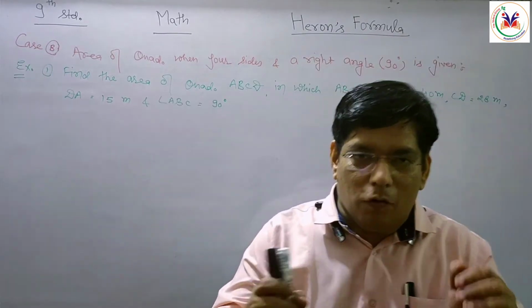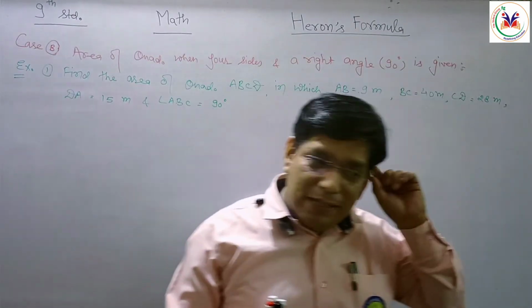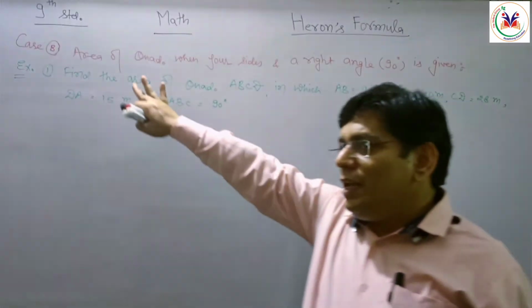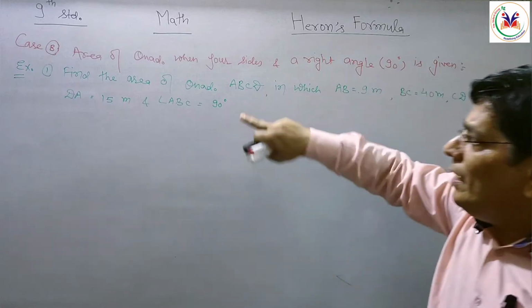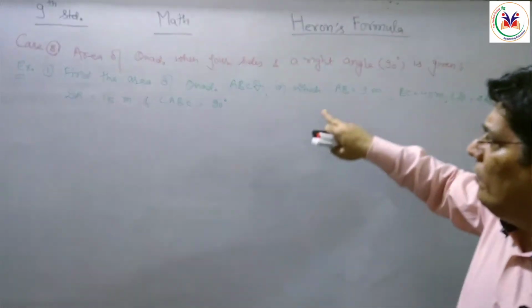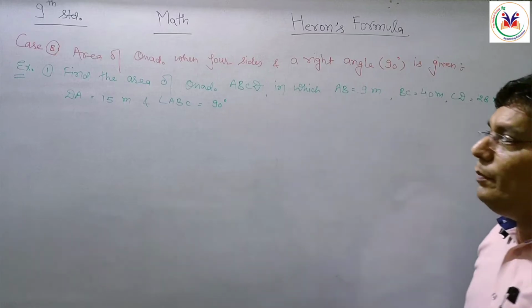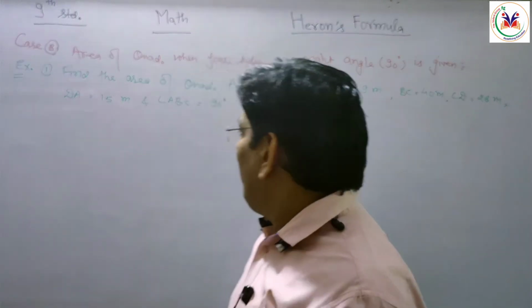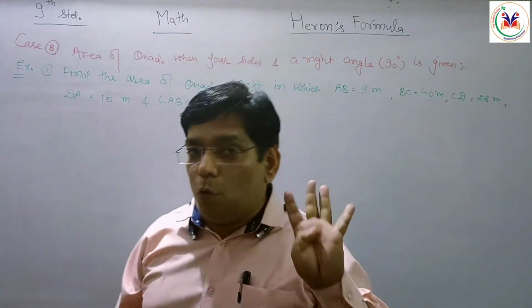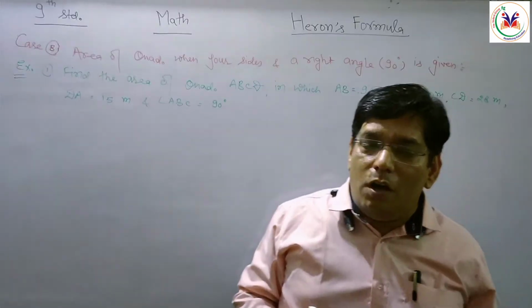Now, the second case of getting the area of quadrilateral is when four sides and one right angle of 90 degrees are given. So in that situation, again I have written an example. In that example it is clearly mentioned that we have to calculate the area of quadrilateral in which AB equals 9 meter, BC 40 meter, CD 28 meter, DA 15 meter, and angle ABC is 90 degrees. So what I told you, four sides and one right angle is given. Now first of all, as I told you previously, we have to draw a rough diagram.